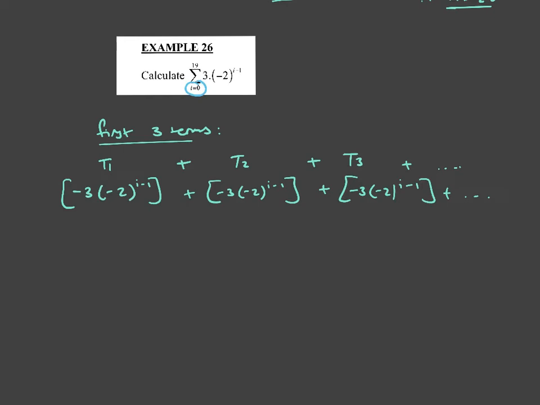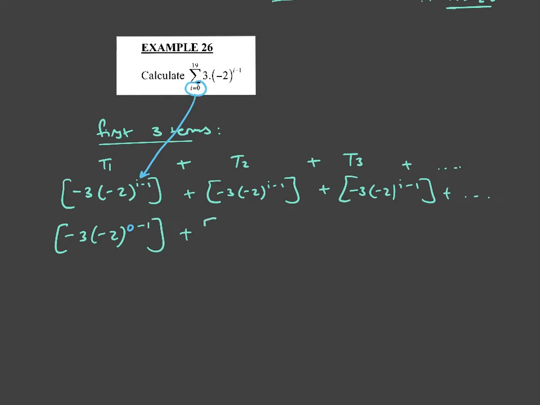So in other words, remember what you do: you substitute the bottom counter into the variable i. It's i equal to 0. So you substitute the bottom counter into the variable i. So in other words, it is -3 times -2 to the power of 0 minus 1. And then remember, you increase that by 1.